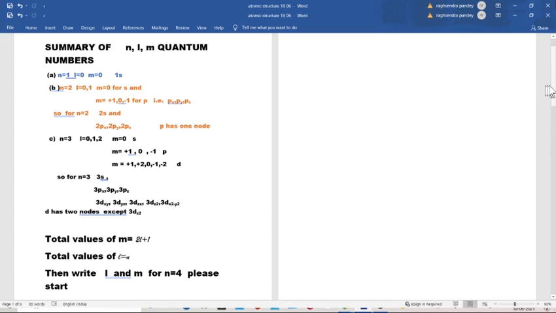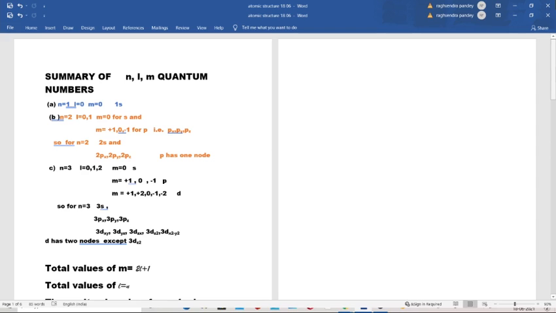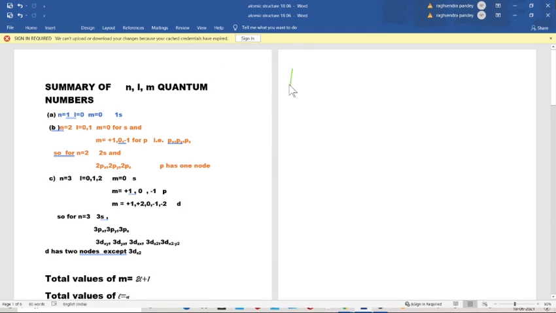That is very simple if people know it. Now see this one. These are simple, theoretical things, just read the PDF and you can do all of this. So n is equal to 4. For n is equal to 4, what are the L values?